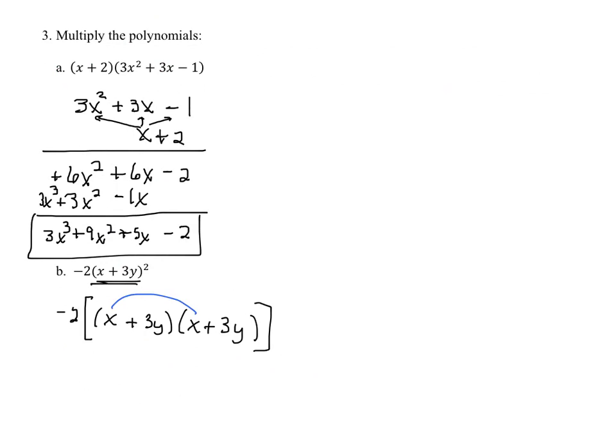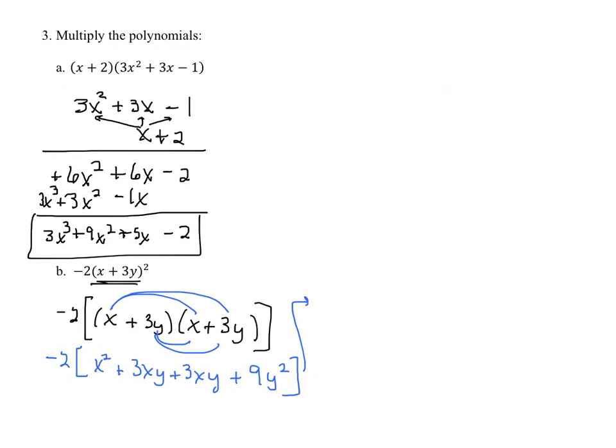X times x is x squared. X times 3y is 3xy. 3y times x is 3xy. Notice how I put the x in front because I like everything in alphabetical order, can't help myself. And then 3y times 3y is a 9y squared. Let's combine like terms before I distribute that negative 2. 3xy plus 3xy is 6xy.